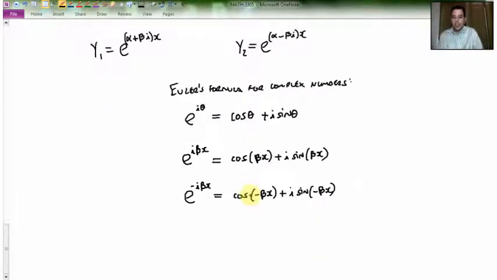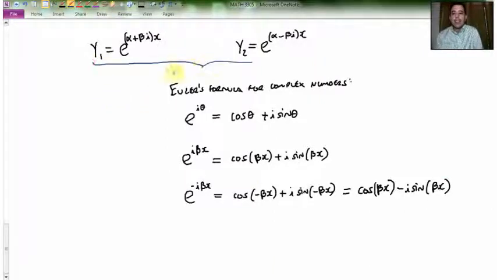And the cosine is an even function, so it eliminates the negative here. You can actually write this as cosine beta x. And sine is an odd function, so you can pull the negative sign out. Okay. All right, now let's combine that and that.